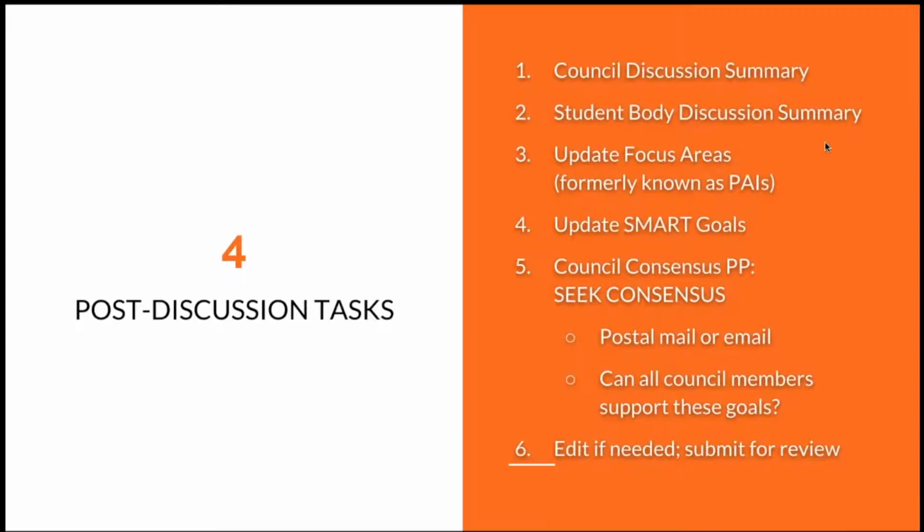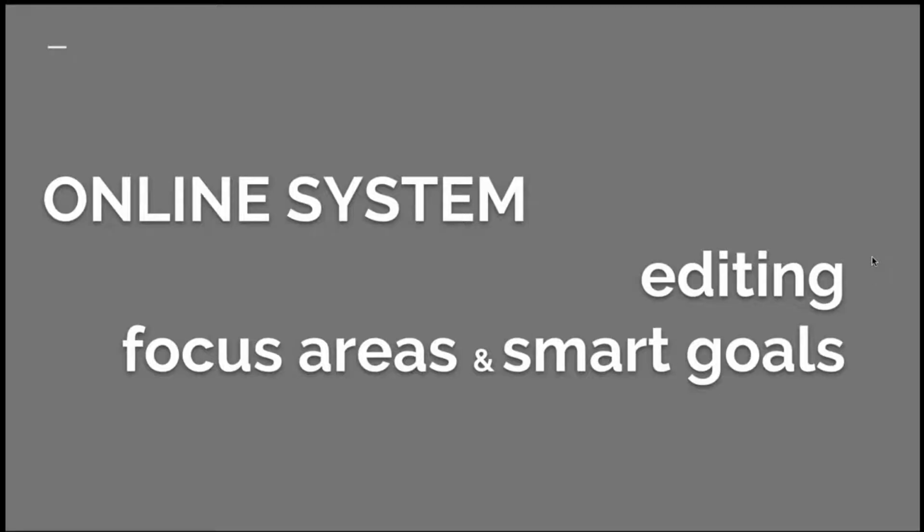And then on the council consensus, the stat point person, you're going to seek consensus. And you can do that either through a Post-it or email. And then you ask the council members, can you support these goals? So you're going to give them the final tally of everything that came back, put it together, send it out to them, and say, can you live with it and support these goals? And then if there's a little bit of editing that needs to be done, you do that, and then you would submit to me for review. So let's look at that online. Of course, we have tools for everything we ask you to do.